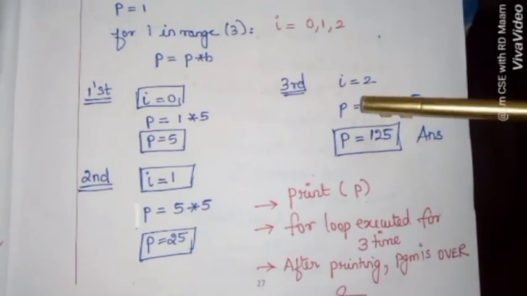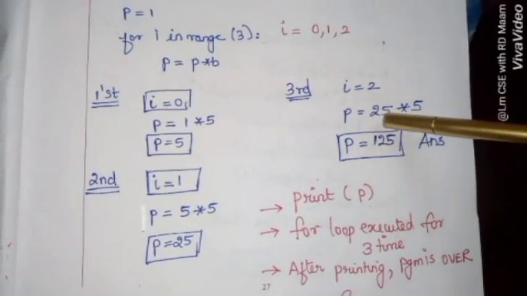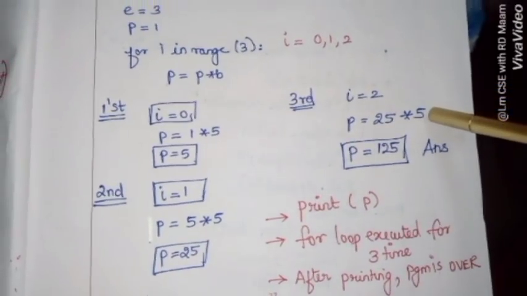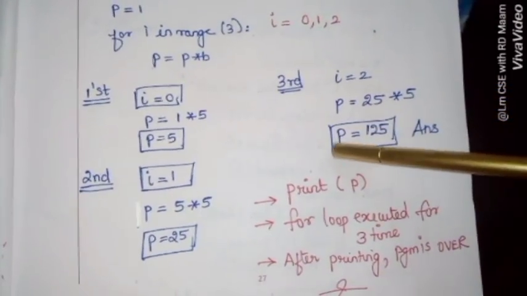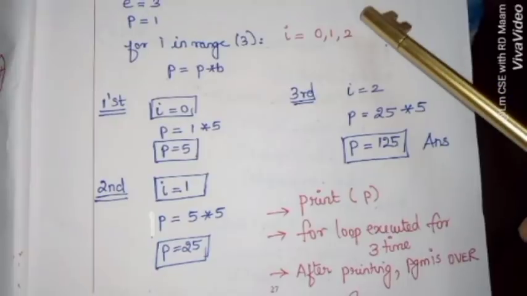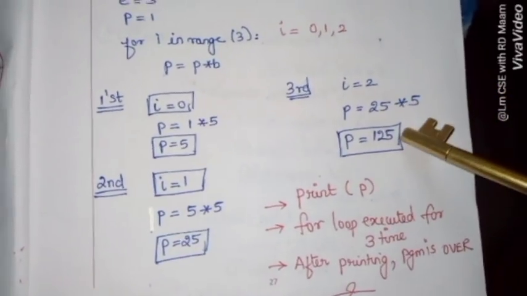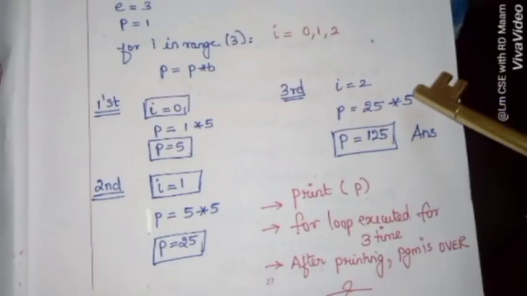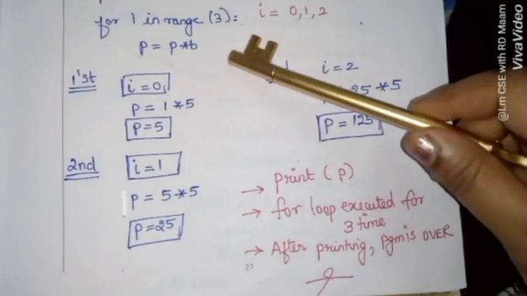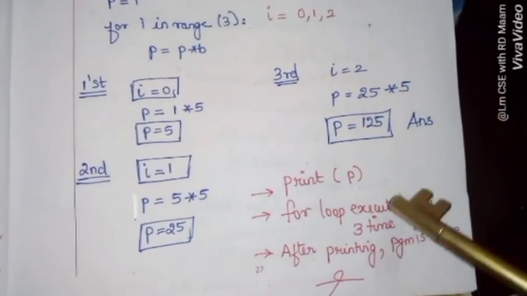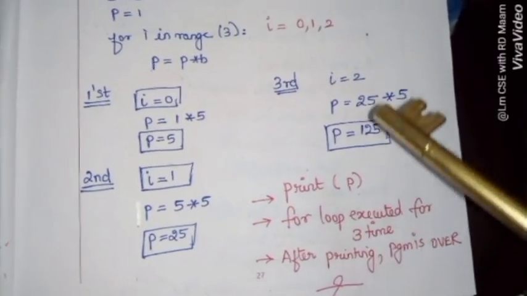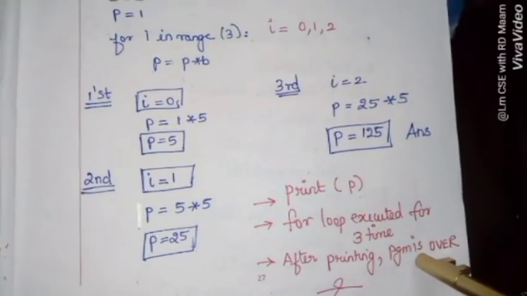For the third iteration, my i value is 2 and p is equal to p star b. My previous p value is 25 and the base is 5. So my new p will be 125. When i is incremented to 3, it reaches the stop value of the range. So this for loop will exhaust, and after this for loop we have a print statement which will print the p. So the for loop will execute 3 times with the values 0, 1 and 2. After printing, the program is over.